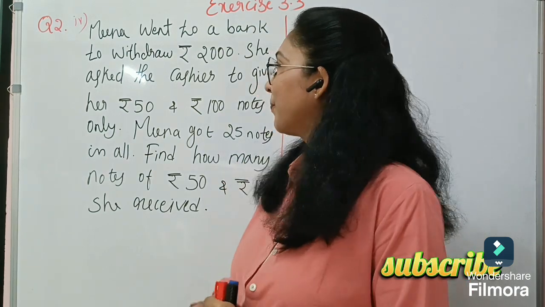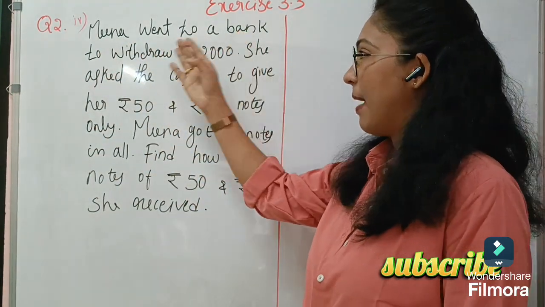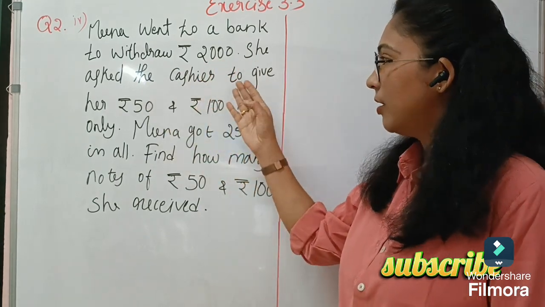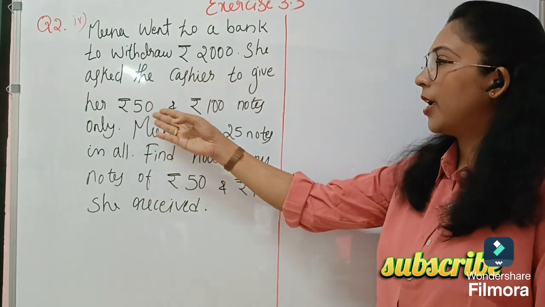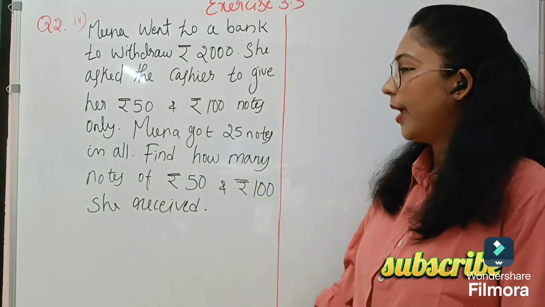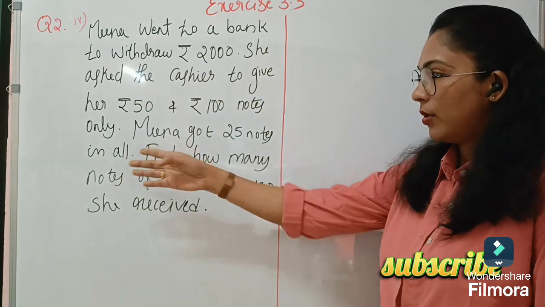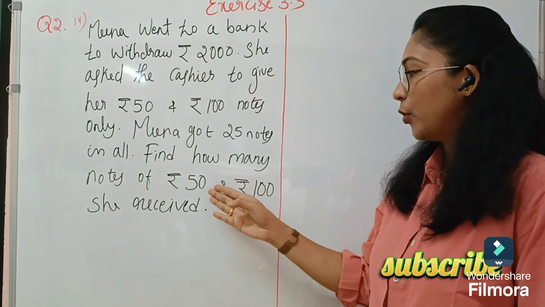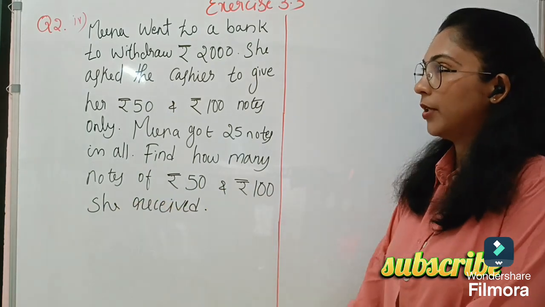The question is, Meena went to a bank to withdraw 2000 rupees. She asked the cashier to give her 50 and 100 rupees notes only. Meena got 25 notes in all. Find how many notes of 50 rupees and 100 rupees she received.